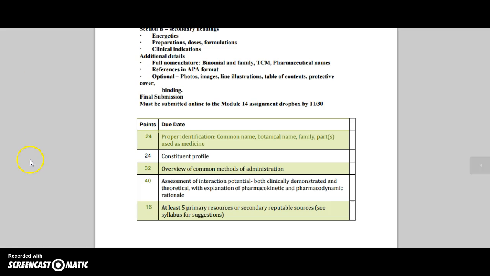The point breakdown, 24 points for proper identification, including common name, botanical name, family, parts used as medicine. 24 points for constituent profile.